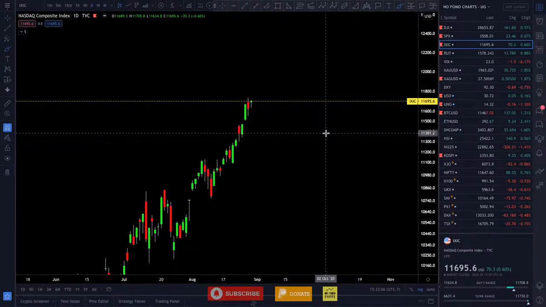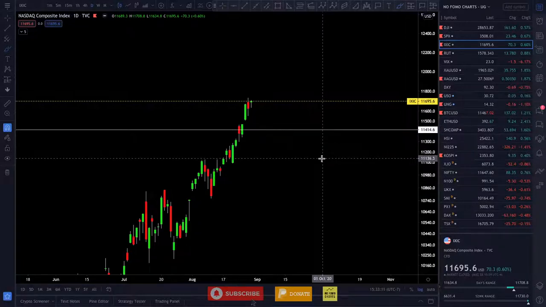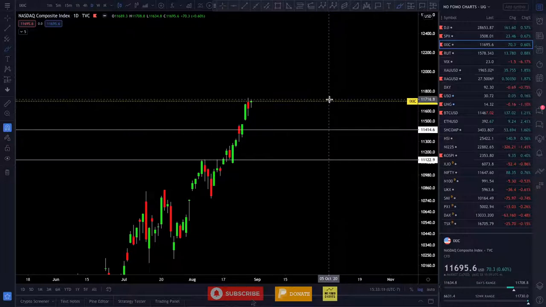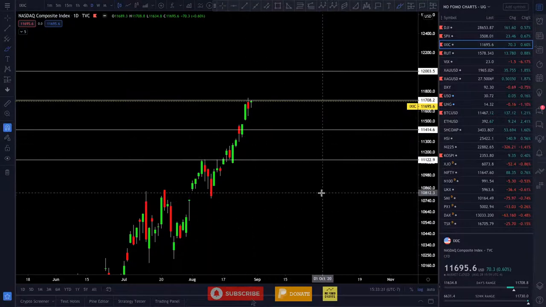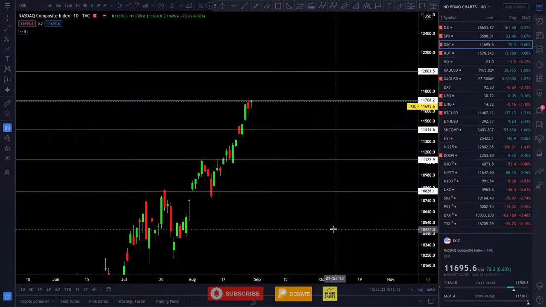So 11,400 is an interesting support level. 11,000, I'm just going to call it 100 to make it easier. We're about to hit 11,700. Then 12,000 is the next big psychological level. So these are the four big levels. Let's draw some more.